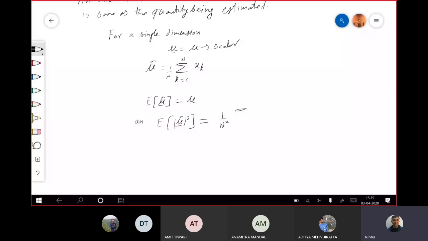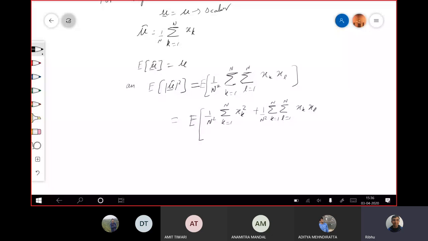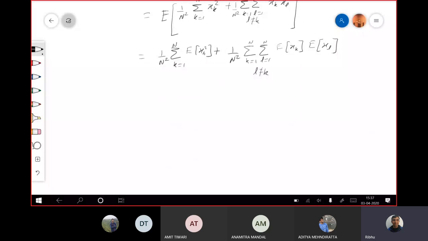So expectation I put here. Expectation I put here equals 1 upon n squared, k equal to 1 to n, expected value of xk squared, plus 1 by n squared. Now these are IID observations, as we have mentioned multiple times. Summation k equal to 1 to n, l equal to 1 to n, l not equal to k, expected value of xk xl, equals, summation k equal to 1 to n, simply is n times mu square plus sigma squared.